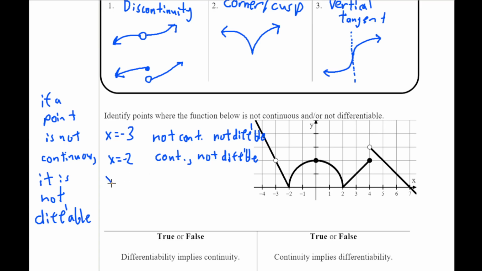If you go to x is equal to 2, you can see the point is continuous, but not differentiable because it's a cusp, a corner/cusp. And then at x is equal to 4, it's not continuous, not differentiable.